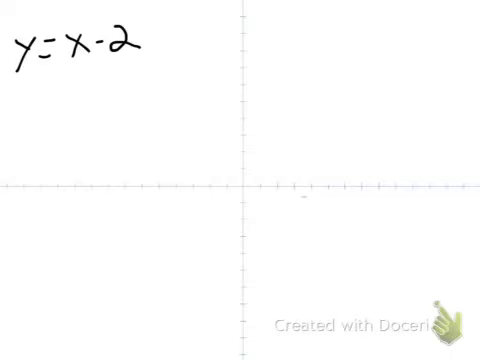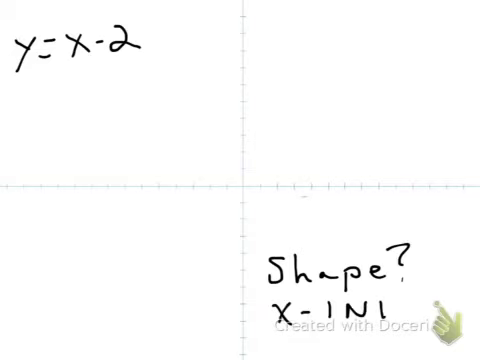Next, I have this situation where I'm given the equation for a function. In this case, my function is going to be y equals x minus 2. A couple things that we need to be able to talk to. The shape. What does it look like? The shape, meaning if we were to plot these points, what would the actual shape turn out to be? What is the x-intercept?